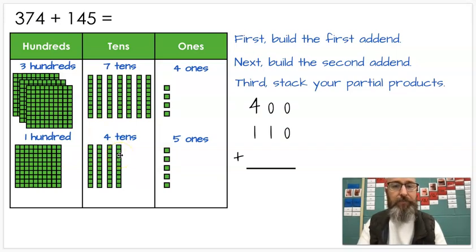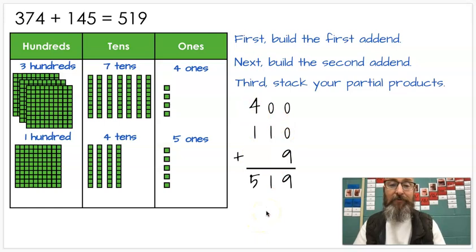Don't let that trick you. And then I'm going to add my ones, and I have 4, 5, 6, 7, 8, 9. I'm going to put my 9 in my ones place. Again, I'll add them up again. 0 plus 0 is 0, plus 1 is 9. 0 plus 1 is 1, and 4 plus 1 is 5, which makes my answer 519.